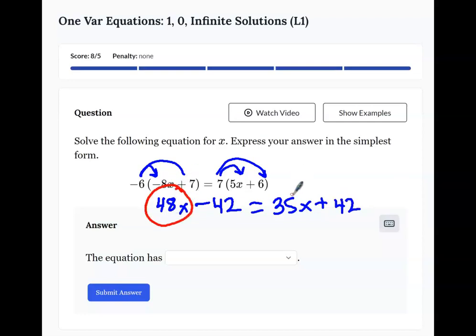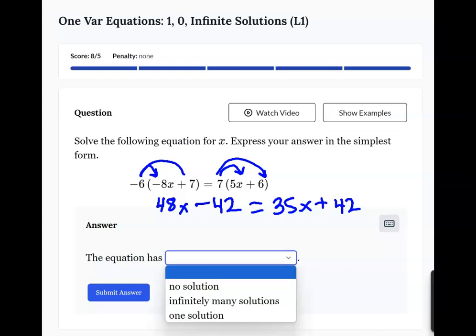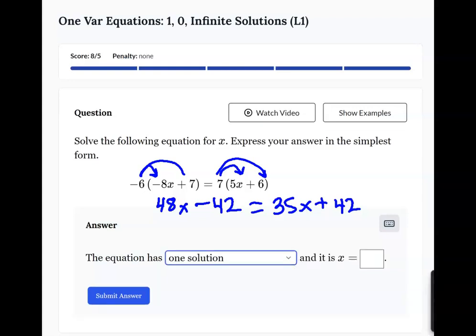So here's what you need to do. Look carefully at the coefficient of the variable. The variable term will tell you whether you have one of these special solutions. So if these variable terms were a perfect match, like 48x and 48x, then you'd have one of these special solutions. But unfortunately, these two variable terms are not a match. And when your variable terms do not match, that means you actually have one solution. The question is, what is it? So that's when you have to continue your math and figure out what it is.